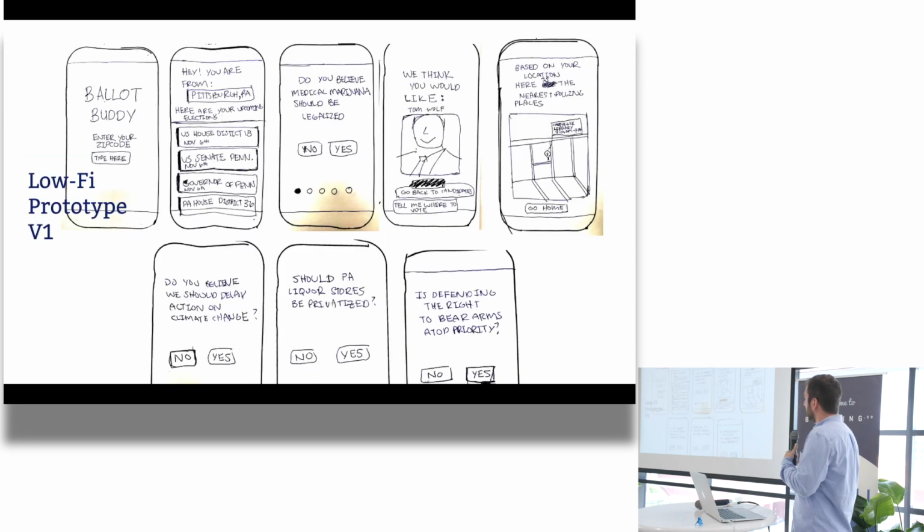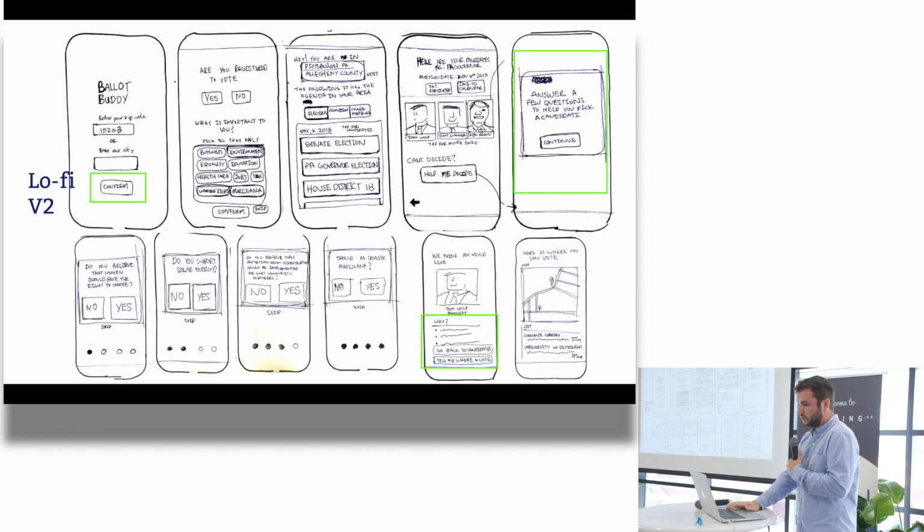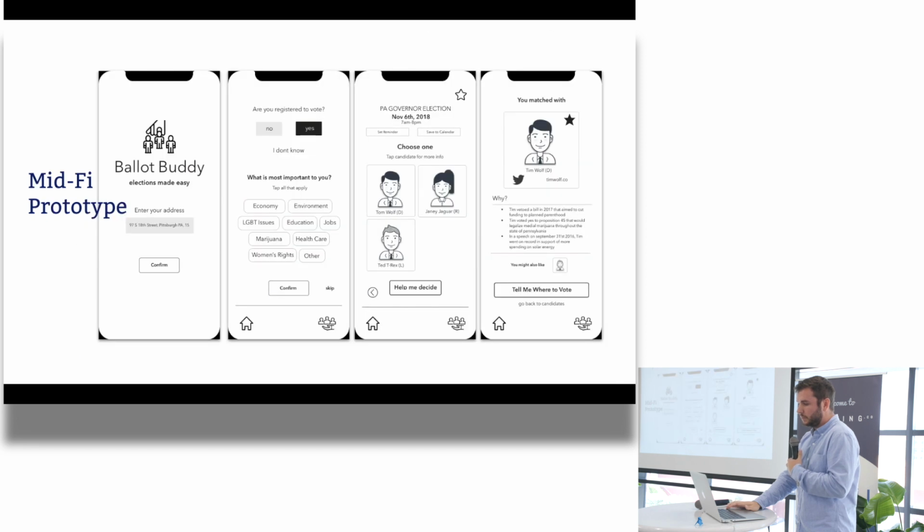This is my lo-fi, walking through the process. I spilled coffee on it, so it happens. So 100% of people were confused by the first screen, 60% wanted more info on why they matched with my match feature, and 40% thought it was a little abrupt going into my help me decide feature, which you'll see. So I fixed all that. This is my mid-fi.